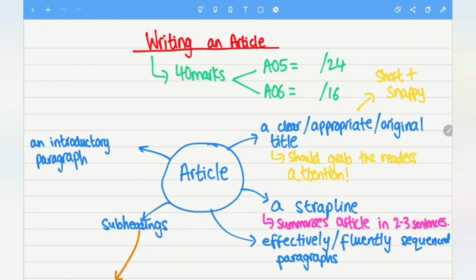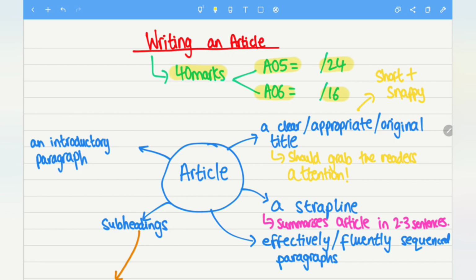Today we are looking at writing an article for the English language GCSE. Now this appears in language paper 2 for AQA, Edexcel, Eduqas and OCR. So the question itself is a 40 marker, so you'll be required to answer this question. You will get a mark for AO5 out of 24, and for AO6 you'll get a mark out of 16.